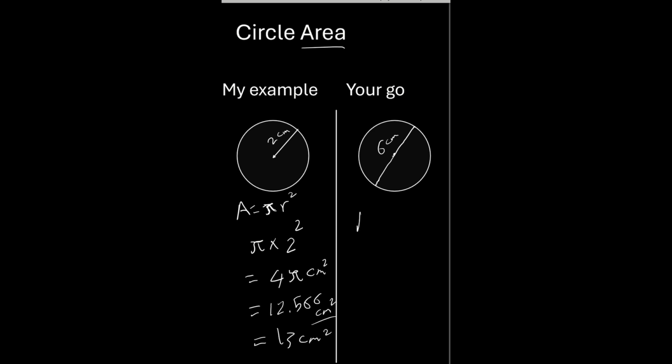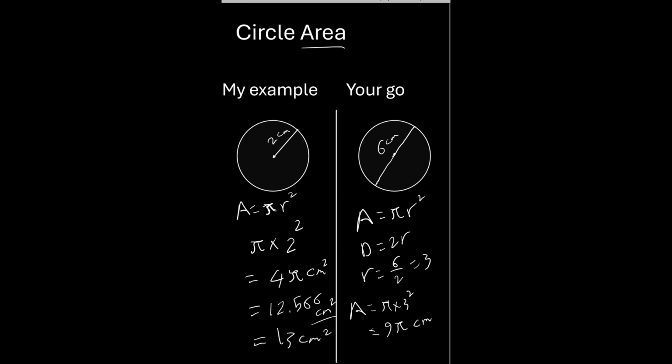So let's see. Area is pi r squared, right? Now I have the diameter, not the radius, but I know that d is 2r. So the radius is going to be 6 over 2, and it's going to give me 3. So the area here is going to be pi times 3 squared, which will be 9 pi.